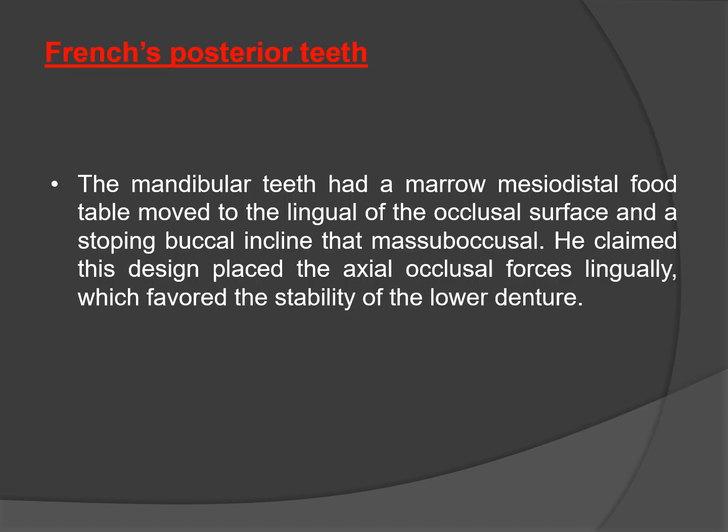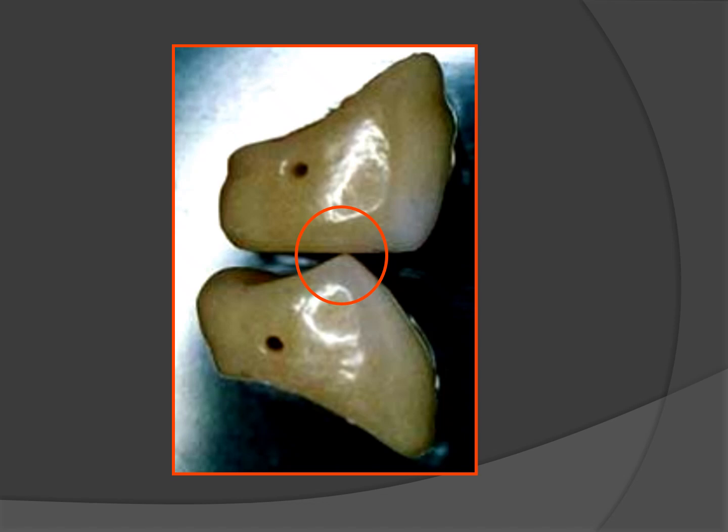In French's modified posterior, the mandibular teeth had a narrow mesiodistal foot table. This is actually somewhat opposite to the lingualized occlusal scheme, where only the mandibular buccal cusp came into contact with the maxillary plane. So the maxillary teeth were typically flat, whereas the mandibular teeth had only one point of contact, that is on the buccal cusp.